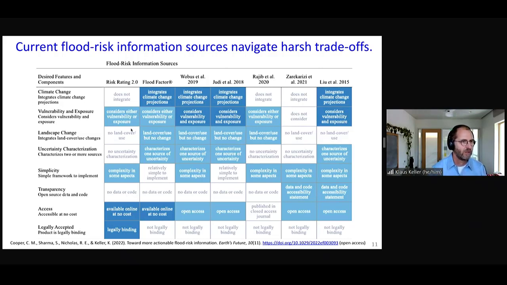And so a user in search of information has to navigate somewhat harsh trade-offs in terms of which product they would like to use. There is no product that in our assessment passes the fundamental quality criteria you would like to have for a sound, transparent, accessible flood risk information source.